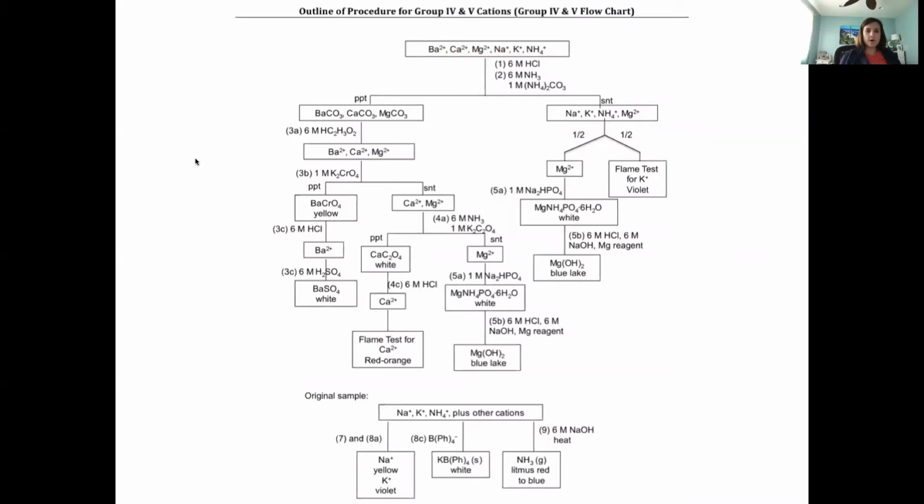So group 4 is the insoluble carbonates. I circled those in purple. So those are the insoluble carbonates. Barium, calcium, and magnesium all form precipitates with carbonate anion. Group 5 are the soluble substances, right? Soluble ions. Ammonium, potassium, sodium ions do not form precipitates with most things. They're very, very soluble.